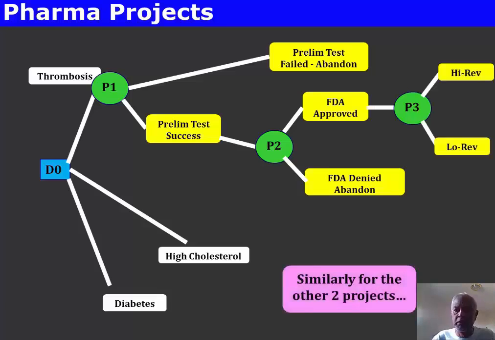And if we get approval, there is the possibility of high revenue or low revenue. We have similar paths for the other 2 projects as well. I will not draw them because it will clutter the picture. So the next step is to build the decision tree on our Excel model.